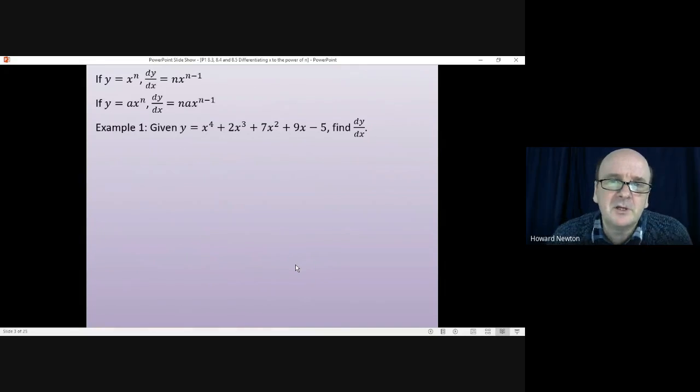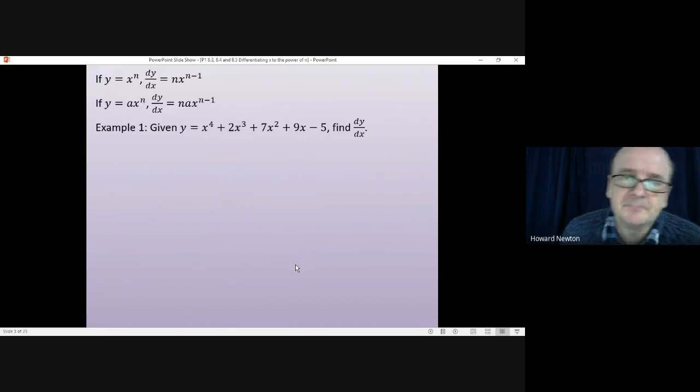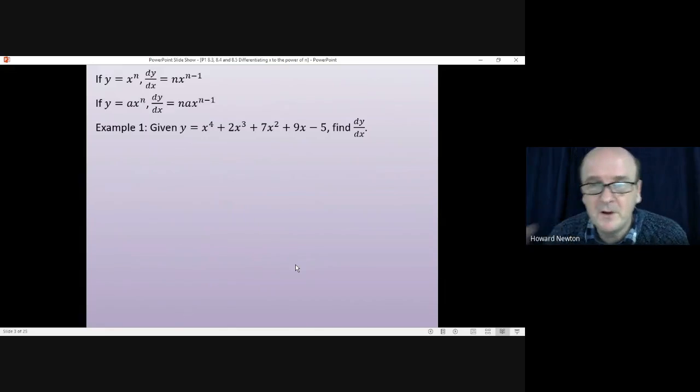Okay, let's have a look at how this works out in practice. So we've got a very long function here, but when you differentiate it, you just take it one term at a time. Now the 9x and the minus 5, you need to think a little bit about those. But I'll let you have a go at this yourself first. So pause the video, have a go, and then come back to me again when you're ready.